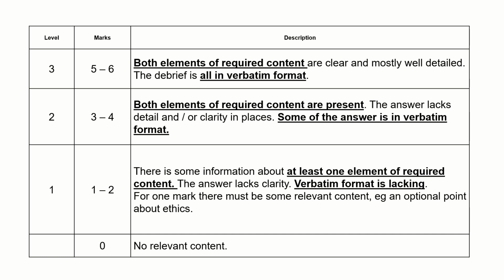Okay? If you've mentioned both elements, but they're not brilliant, you've sort of got them in there, but not really, then you can be up to 3 or 4. And there's some of the answer is in verbatim, so you could read some of it out and it would be justifiable.